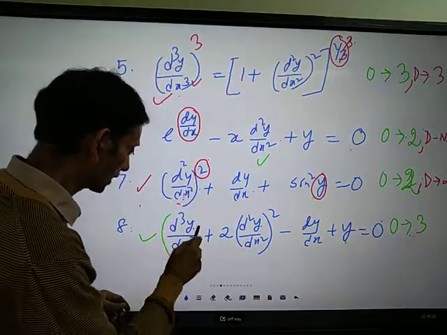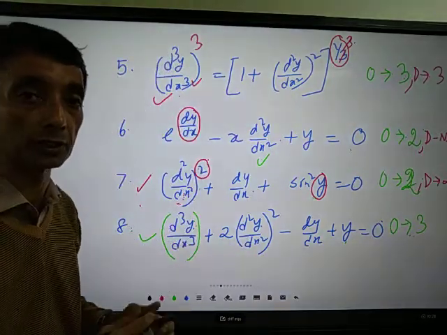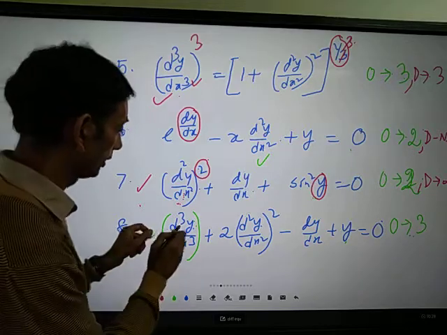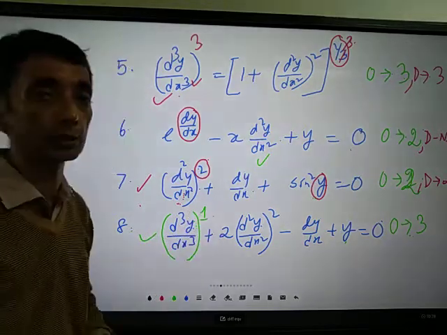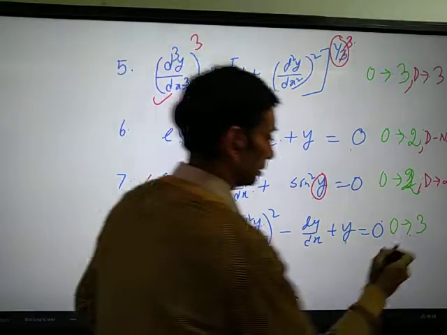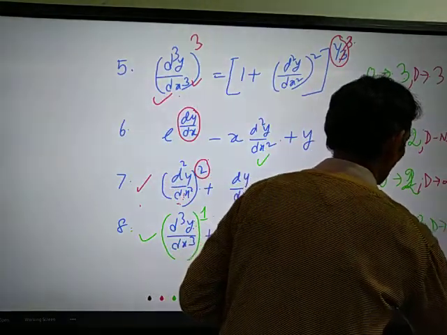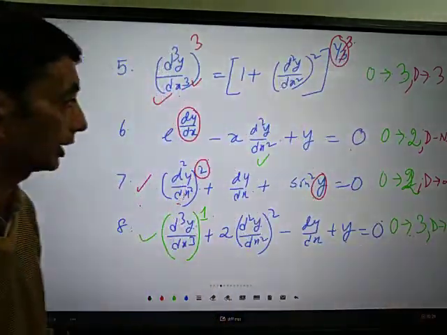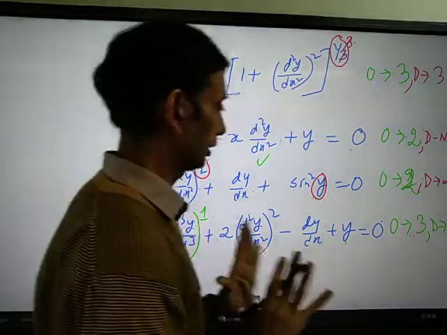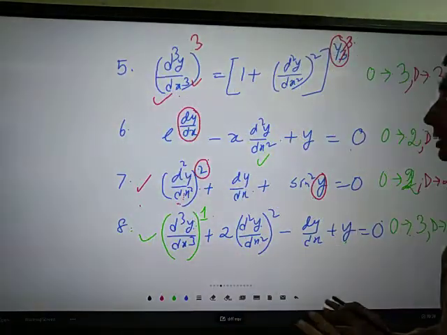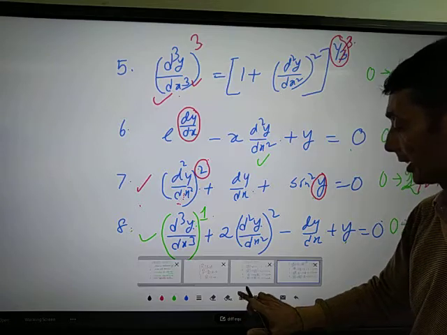Now the order of the differential equation is 3. So this particular term gives us the order of the differential equation. Now we need to check the exponent of this term. What is the exponent? Exponent is 1. So therefore degree is also 1. Okay. So these are the important questions that we have discussed related to degree and order.